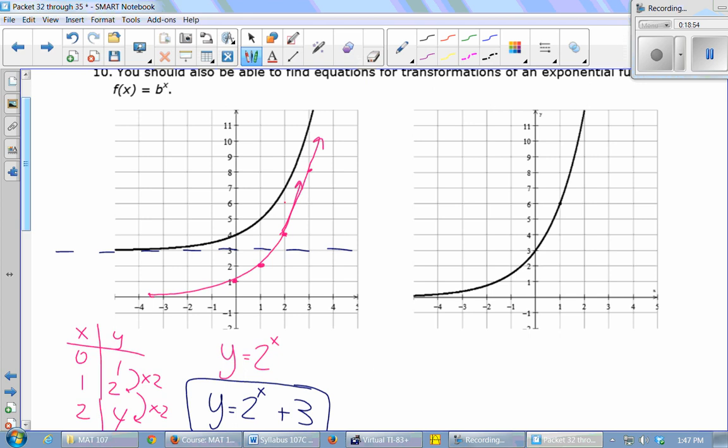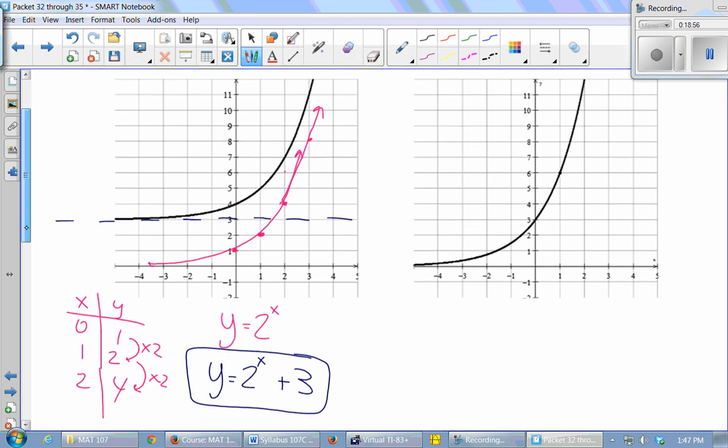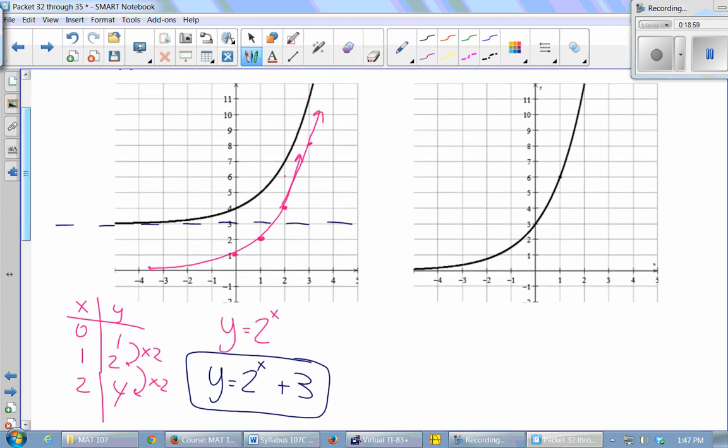Like, let's look at this next one. This could be a horizontal shift, right? Because the asymptote didn't move, right? But for b to the x, what's the y-intercept for any b to the x, no matter what the base is? 1. Yeah, no matter what my base is, if I put in a 0 for x, you get 1 as the y-intercept.